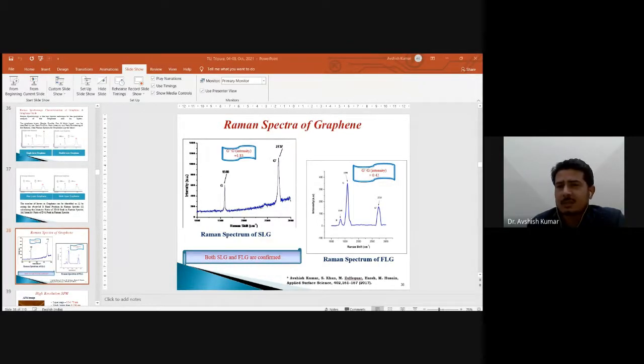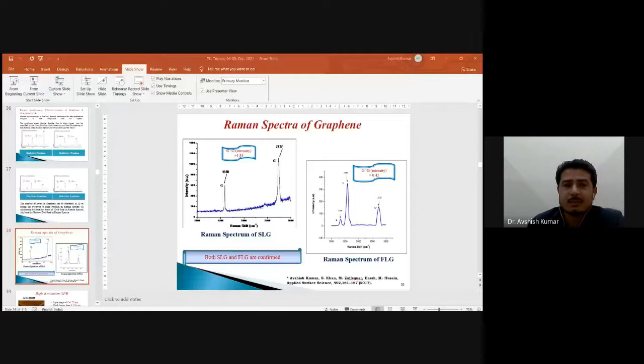So basically, it is a simple indication: the D band is typically very weak in graphite, and it is typically weak in high quality graphene as well. If this D band is significant, it means you have a lot of defects in your material, and the intensity of this D band is directly proportional to the level of defects in the sample.